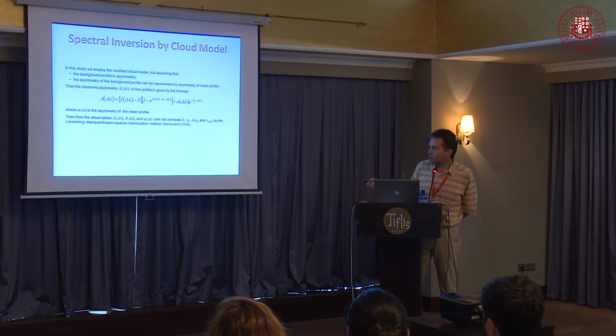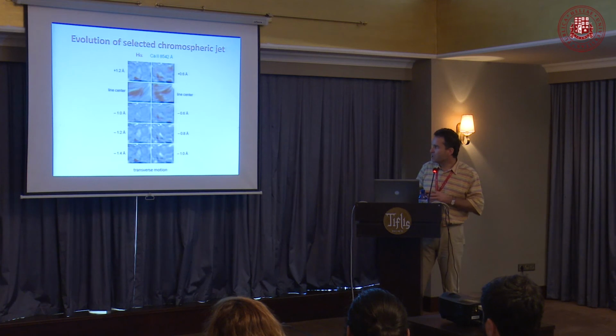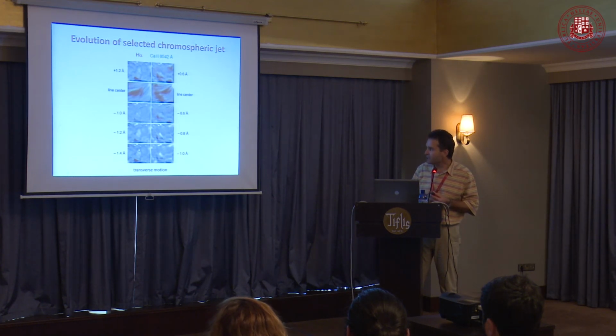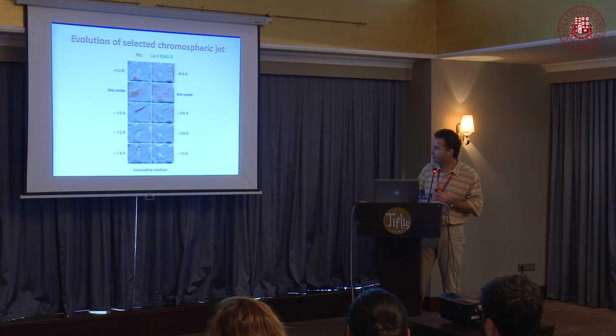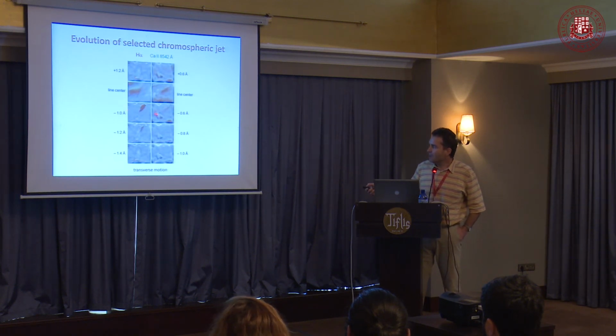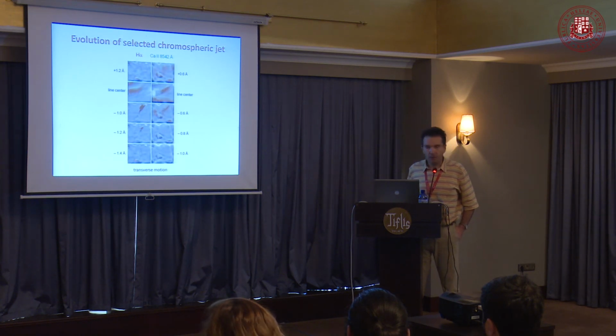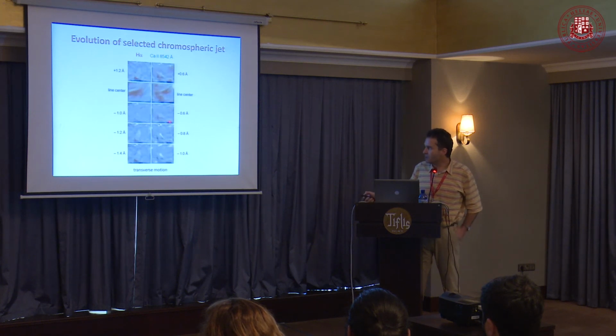We needed to introduce asymmetry of the background radiation, otherwise this model didn't work quite well. So we applied this model on, let's say, carefully selected samples of chromospheric jets like this one. You can see its evolution in H-alpha blue wings in these movies. Because the time difference between these observations is just a couple of seconds, we can consider them mostly simultaneous. Transverse motion of this feature is quite obvious.